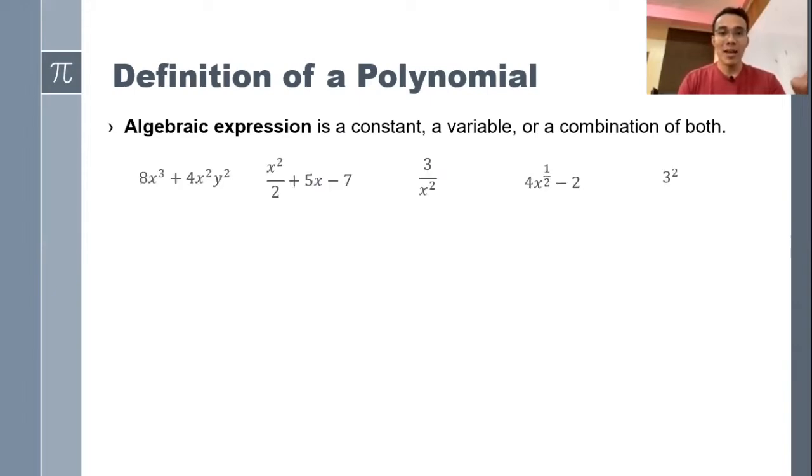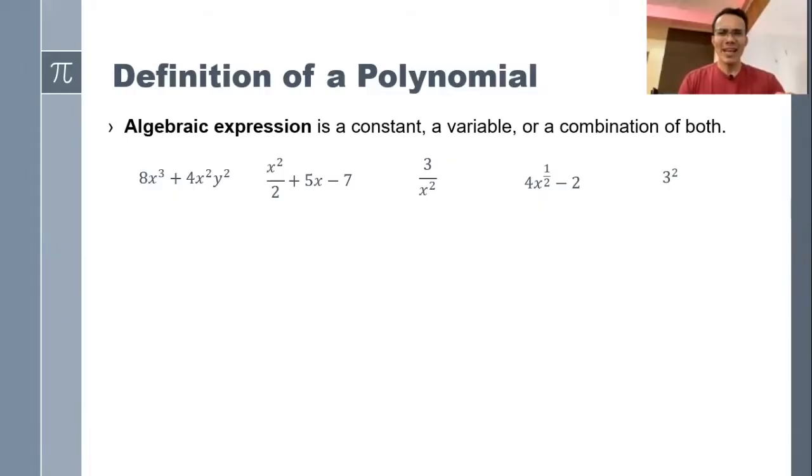These are some examples of algebraic expressions. We have 8x cubed plus 4x squared y squared. We also have x squared over 2 plus 5x minus 7. We have 3 over x squared. We have 4x raised to 1/2 minus 2. And the last one is 3 raised to 2. The last one is a constant, and the rest of the examples here are a combination of constants and variables.